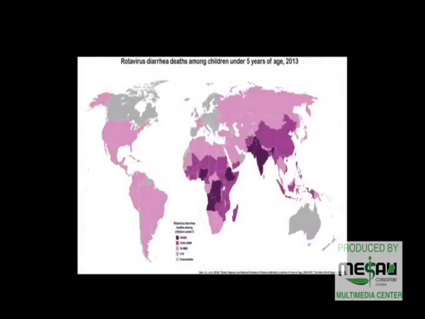This map shows us the deaths of children under 5 years who were reported in 2013. If you notice, globally, more than 56% of deaths have been reported in Africa and Asia, with Uganda here reporting about 105,000 deaths.